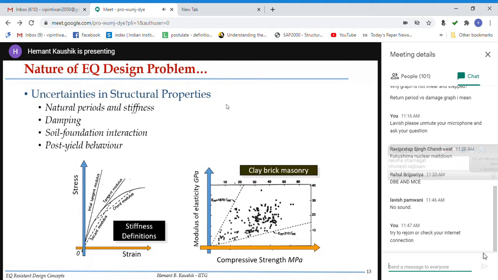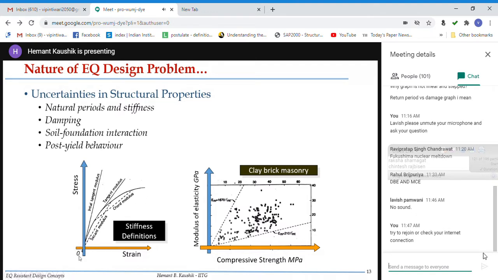because of the connectivity between different elements, because of the interaction between different elements, non-structural elements, then the different masses sitting on different locations in slabs. So it is very difficult to calculate natural period. There's a high amount of uncertainty in the stiffness estimation. So just to give you one example, if I show you the stress strain curve for, let us say, concrete.